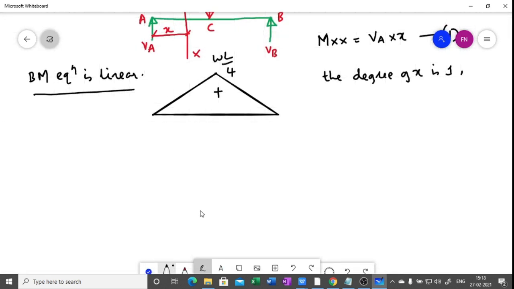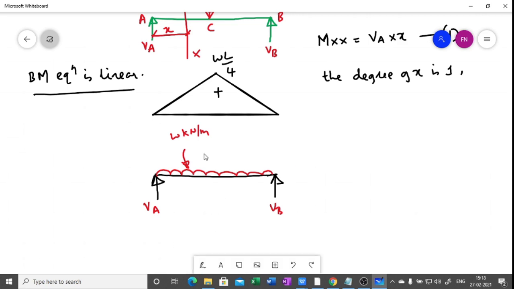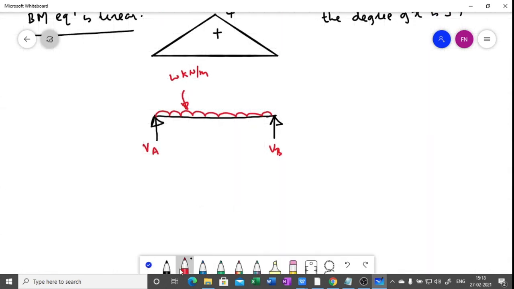Now we will see another case. We will take a simply supported beam, and it is subjected to UDL over the entire span. The intensity of UDL is W kilonewton per meter. VA, VB support will have some reactions. Here the nature of bending moment diagram is parabolic. This will be the bending moment diagram. The maximum bending moment will be at the center. The value of maximum bending moment is WL square by 8.